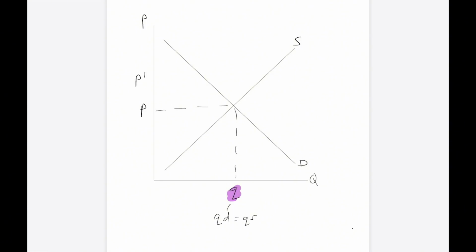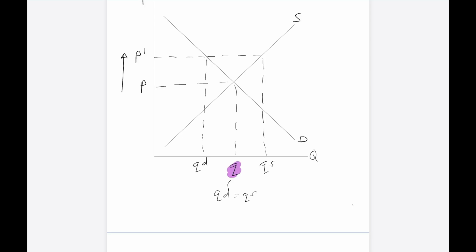If we go across and hit the demand curve first, go down, and we'll label this QD for quantity demanded. We'll go across again, and then we hit the supply curve, and we will label this quantity supplied. So the first part of the chain here is that the price has increased for whatever reason. Now, as a result, we are in disequilibrium.